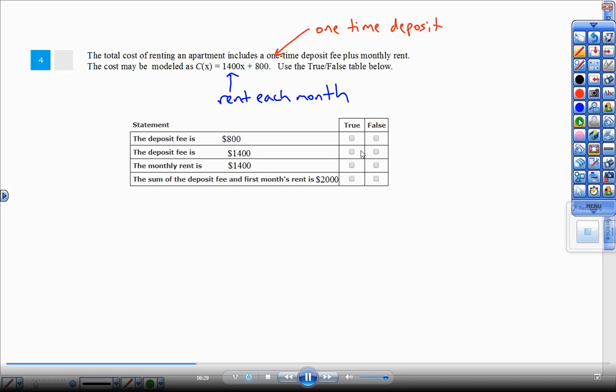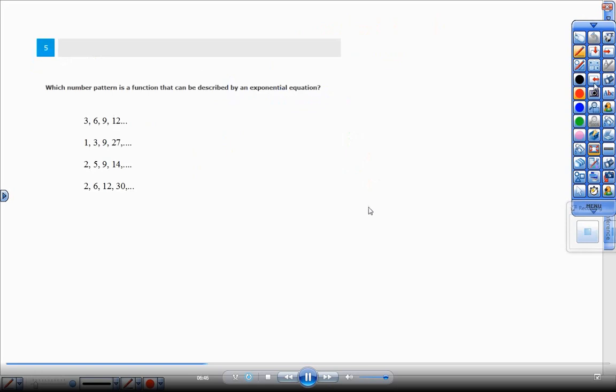That would be true. This one, deposit fee 1400, that would be false. That's the rent. If I'm saying that's the rent, that makes that true. And then if I plug in 1 here, 1400 plus 800 will give me 2200. That is a false statement right there.